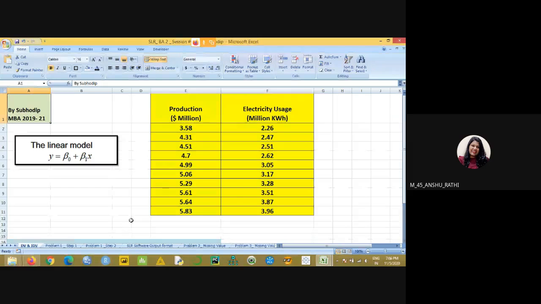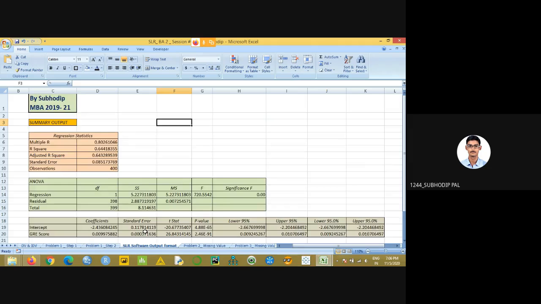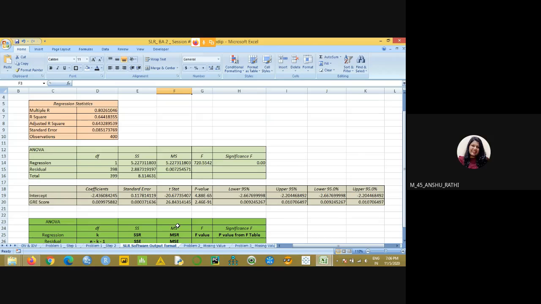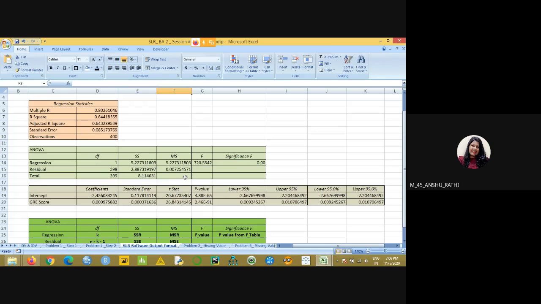I have a doubt in that table, the intercept and GRE score one. How is this table formed? What is the basic concept behind it? I saw the video recording, the YouTube video. Okay, so this is the output actually.